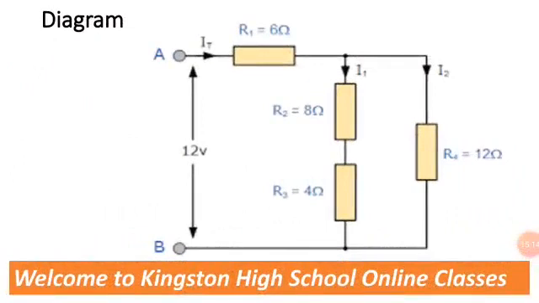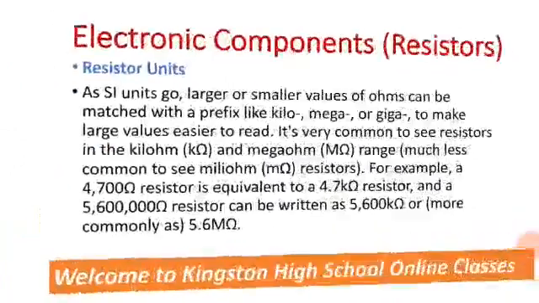A resistor in a circuit diagram. This is the symbol, how it is represented. I hope you are getting it. In this case, we have a 12 volts battery. We have the current passing through 6 ohms. These are the connections, both in parallel and in series.